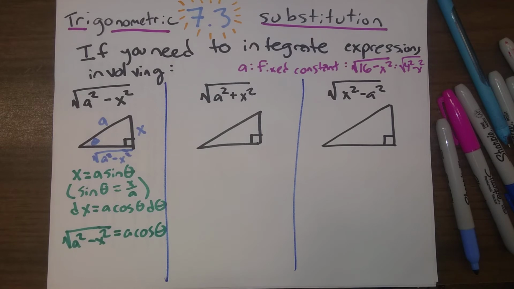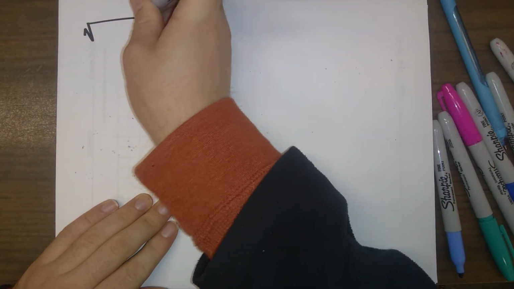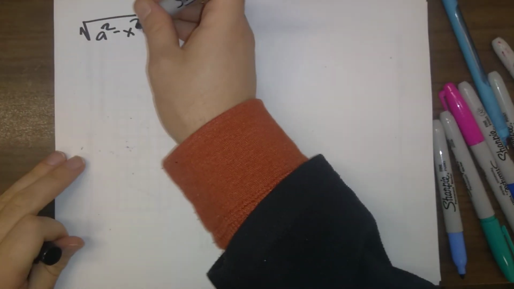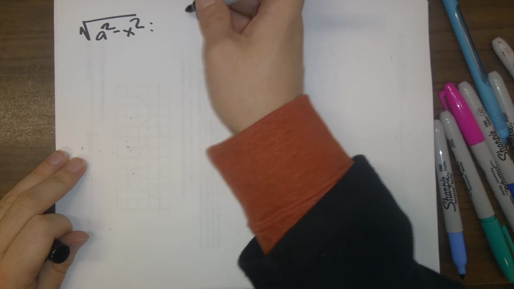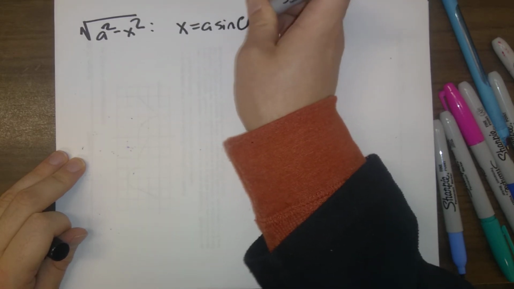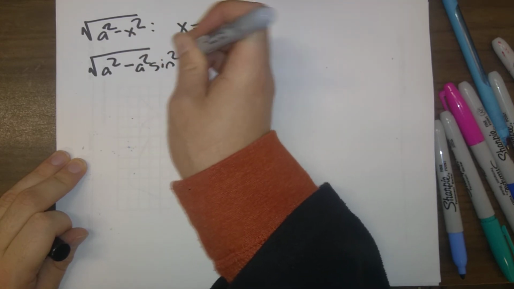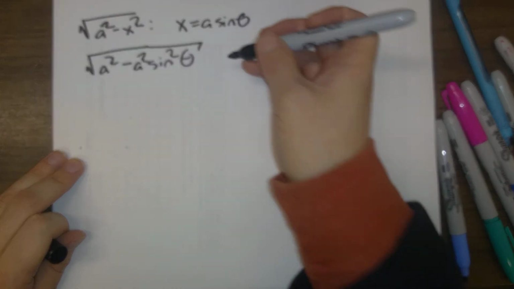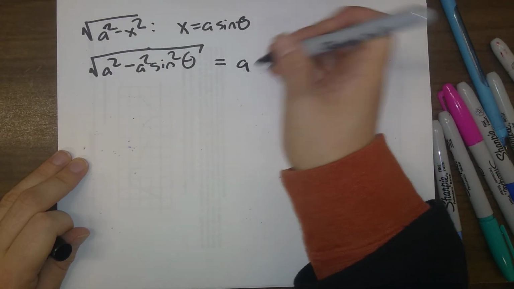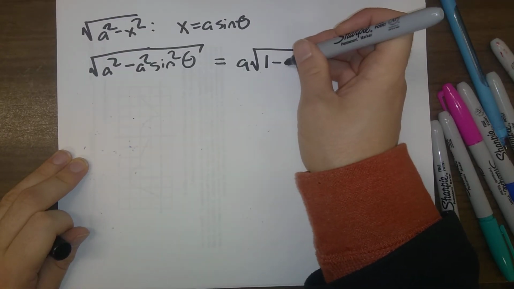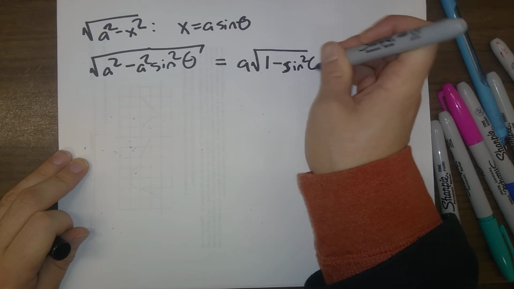You can also get that just by substituting in. If we have the square root of a squared minus x squared, and we substitute in x is equal to a sine theta, we end up with a squared minus a squared sine squared theta. If we're assuming a is positive here, we can pull out that factor of a squared outside: a times the square root of 1 minus sine squared theta.